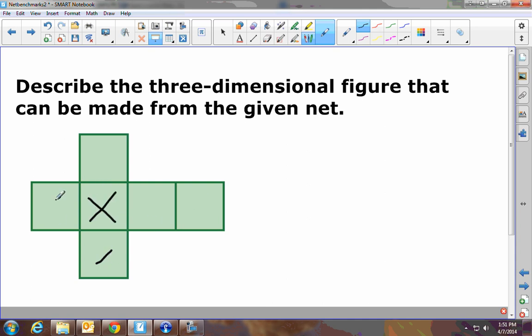We fold this up, fold this up, fold this up, fold this up, and this would fold over the top and form the other base. We're looking at a cube. And that's what you have to be able to do on this benchmark, is look at a net and tell what shape it'll make, and go the other way.